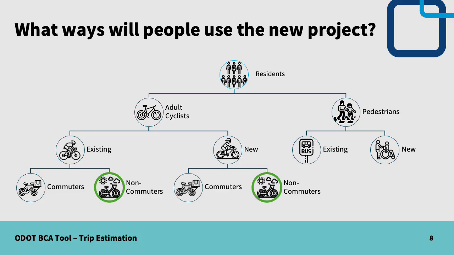Lastly, we will estimate the number of existing and new users differently. Existing users are people that are already walking or biking in the area. Some percentage of these users may be expected to move their trips to the new active transportation infrastructure. New users are people who were not previously walking or biking but would be expected to shift modes or begin walking or biking because of the new active transportation infrastructure.